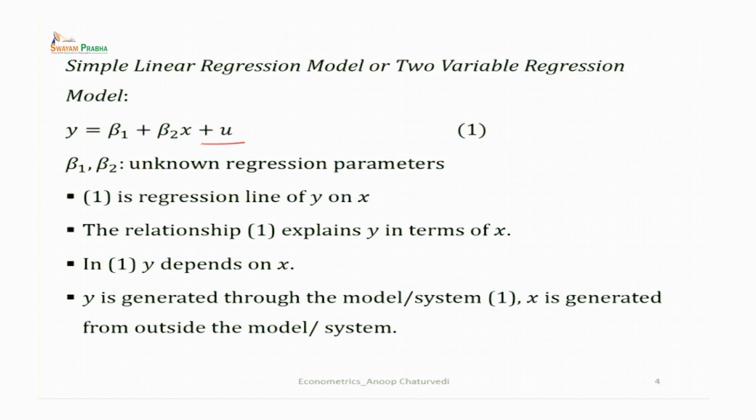And this relationship also tells you that y depends on x. As x changes, y also changes. So, y depends on x. So, we assume that y is generated through the model or system, and x is generated from outside the model or from outside the system. So, we are getting x from outside the system, and y is generated through this system, through this model.